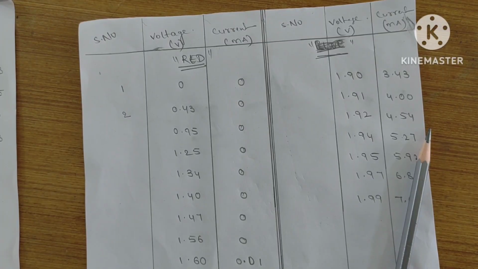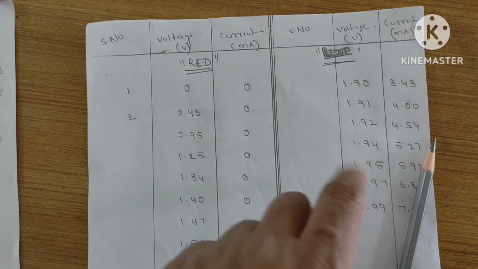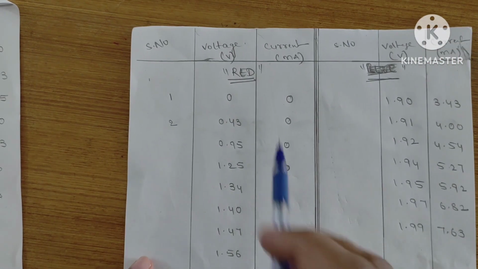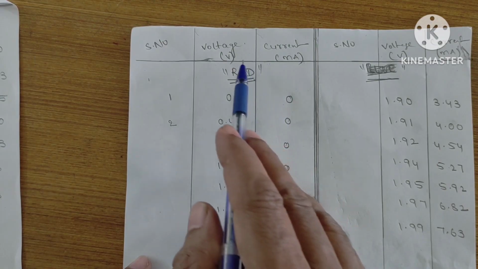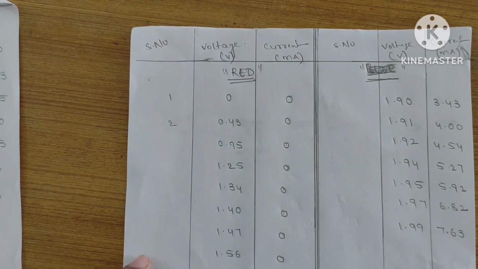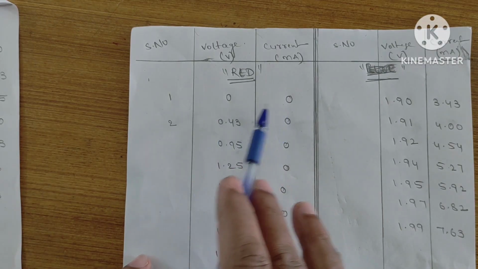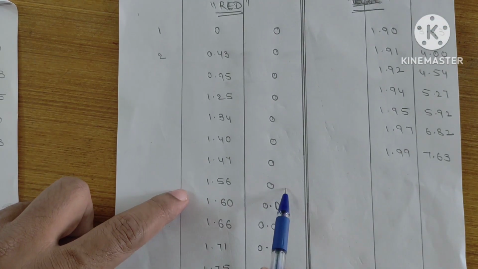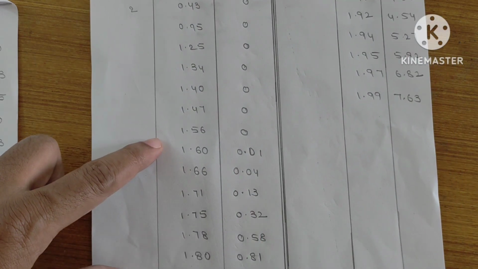Coming to the measured values of voltage and the current. See here, these are the measured values related to the red LED. This column is related to the voltage and this column is related to the current. 0, 0, 0.430, like this up to a particular value it's showing 0, and then these values increase.